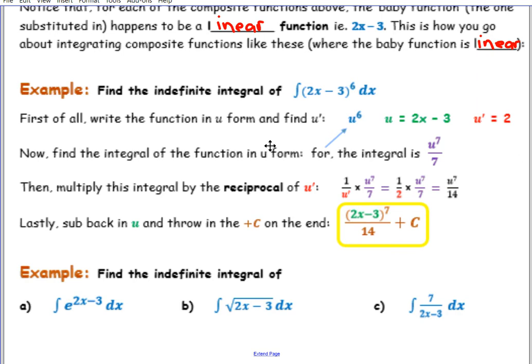These are handy little things. This is just my way of mapping it out. I write out u to the 6, u and u dash. Now, find the integral of the function, the mother, in u form. What would be the integral of u to the 6?